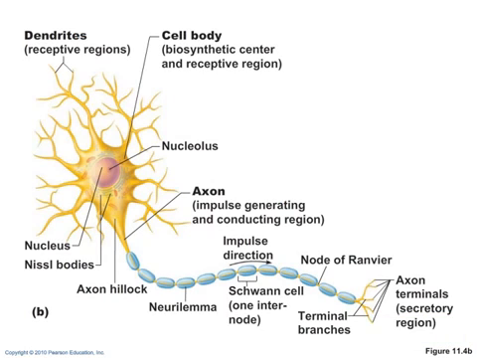A neuron has a receptive region at the top. It can be very branched, called the dendrites. All these projections are called dendrites. And these dendrites lead to the body of the neuron, called the soma, S-O-M-A, the soma of the neuron, that contains a single nucleus. And surrounding the nucleus, we find dense aggregations of what are called Nissl bodies, N-I-S-S-L bodies.